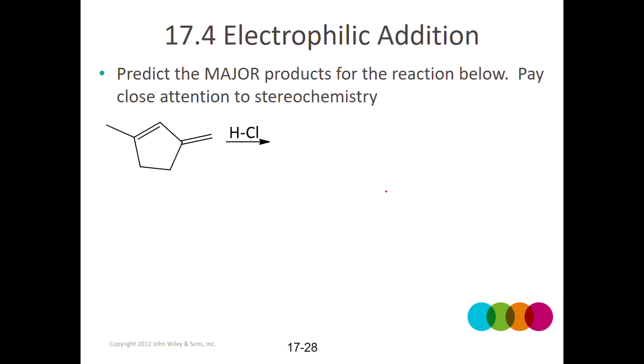All right, so let's look at this example. So here we've got a bit of a tricky situation. We've got a pi system. It's going to pick up a proton. And here my two alkenes are not equivalent. So I really have to consider two options. What if this pi bond were the first one to pick up the proton? What would that give?